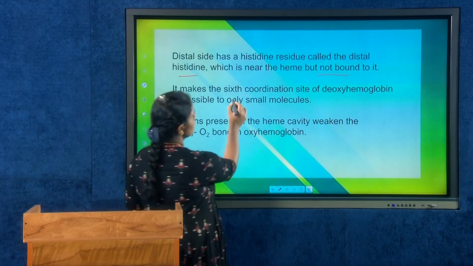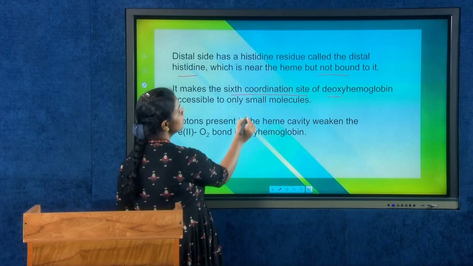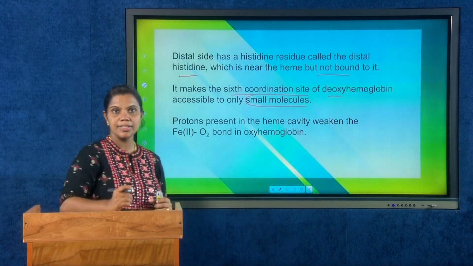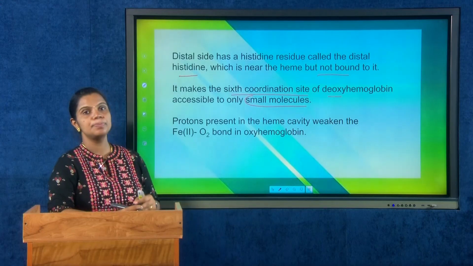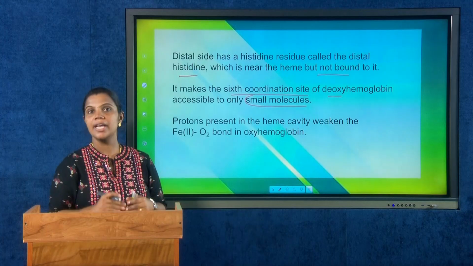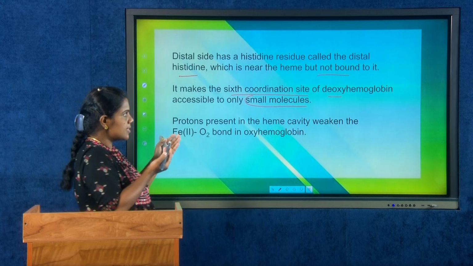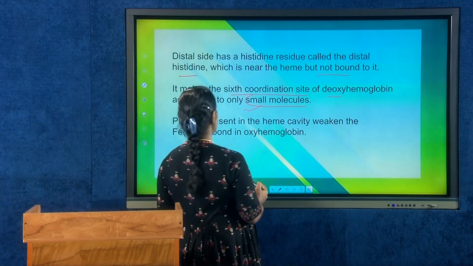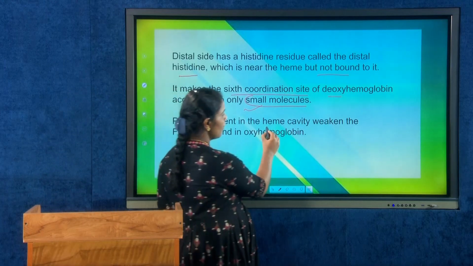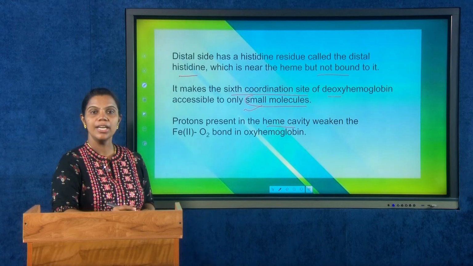It makes the 6th coordination site of deoxyhemoglobin accessible to only small molecules. That is, since the distal histidine is present near the 6th coordination site, large molecules cannot access the iron center. Only small molecules can access it. The protons present in the heme cavity weaken the iron to oxygen bond in oxyhemoglobin.